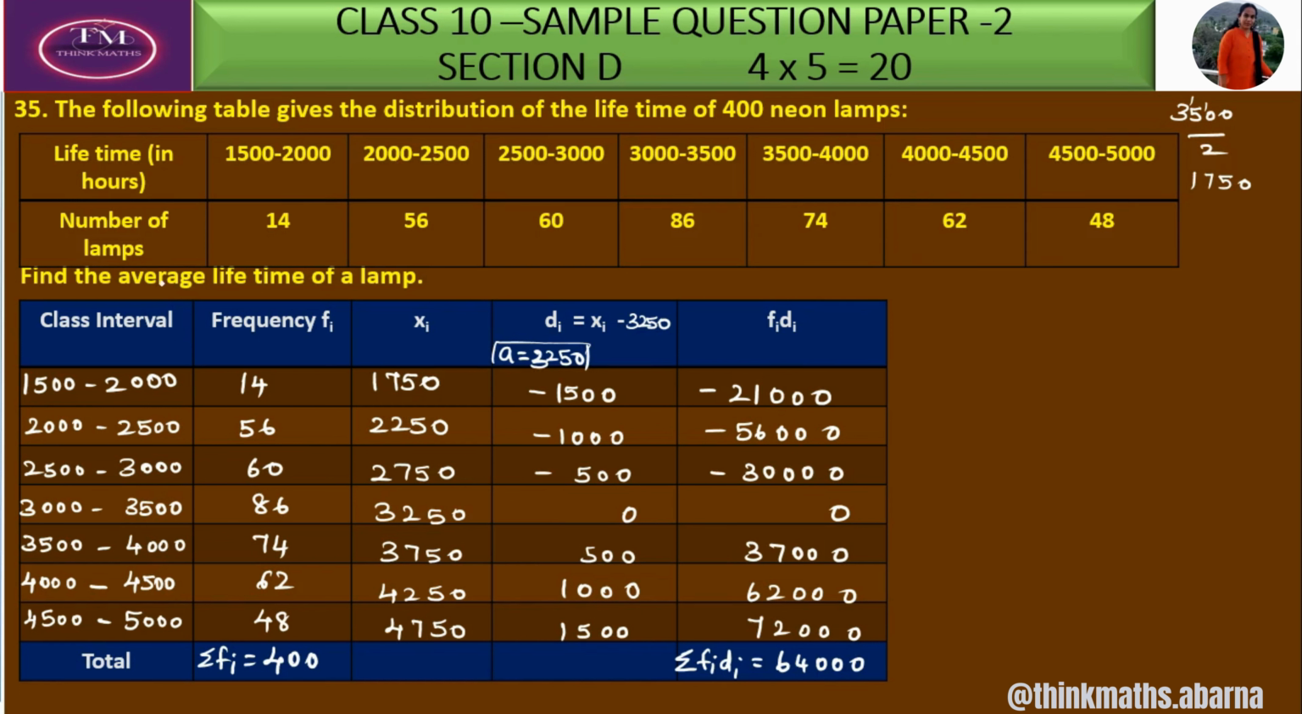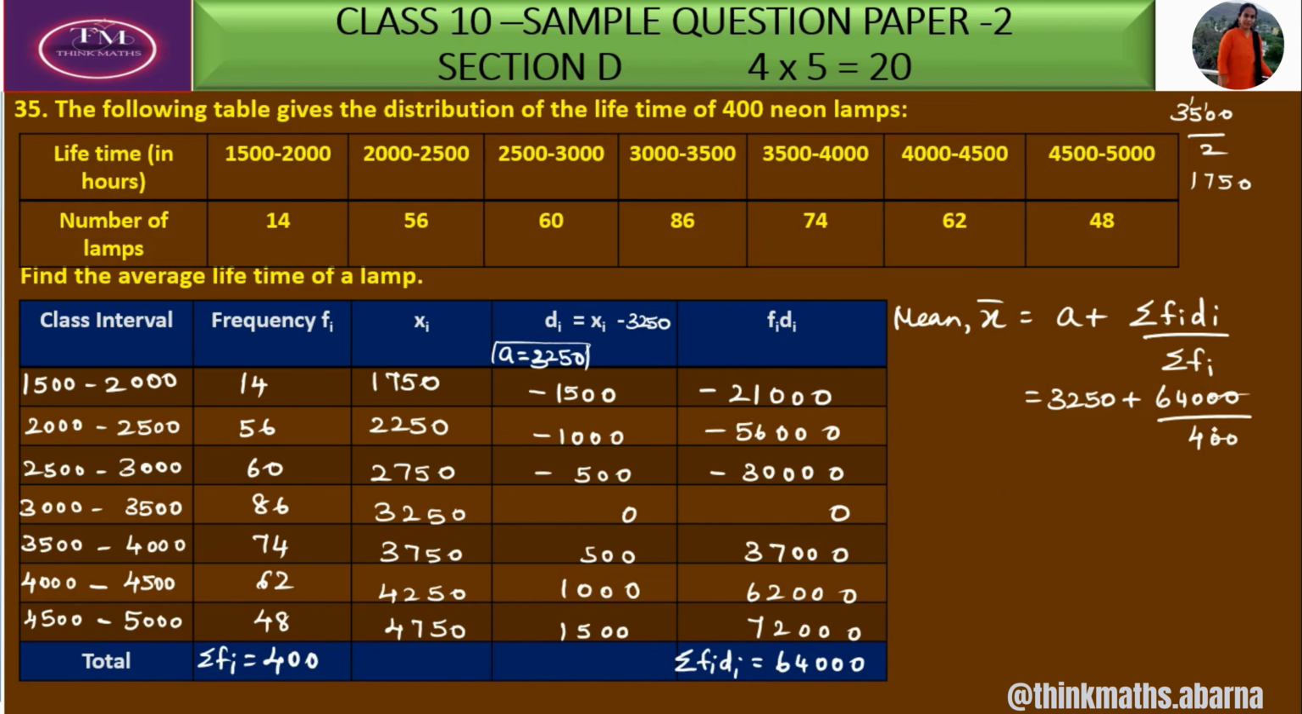Now what we have to find? We have to find the average lifetime of a lamp, which is nothing but the mean. So mean x bar equals, what is the formula? We are using the assumed mean method, so its formula is A plus sigma fi di divided by sigma fi. What is A? It is 3250. So 3250 plus sigma fi di, which is 64,000, divided by sigma fi, which is 400.